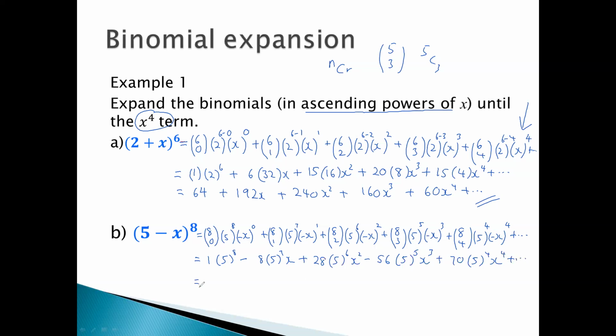Okay, so let's evaluate this. This would be 390625, plus 8 times 5 to the power 7, minus 625000x, plus 28 times 5 to the power 6, 437500 x squared, minus 175000 x cubed, plus 70 times 5 to the power 4, 43750 x to the power 4, plus dot dot dot.